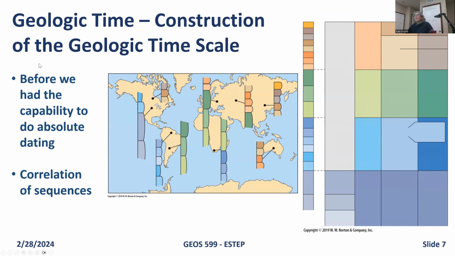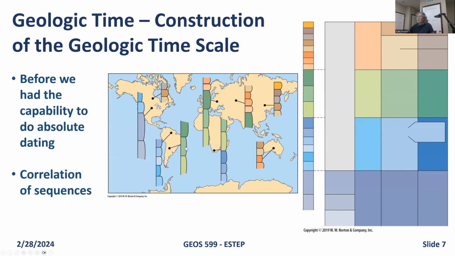So if we think about it like this, long before we had the capability to get absolute ages or do absolute dating, people were investigating the layers of sediment. And in various places around the world, they found several different sequences. And you can see those represented by these stacks of different colored units here. And what they were able to do was effectively piece all that information together.